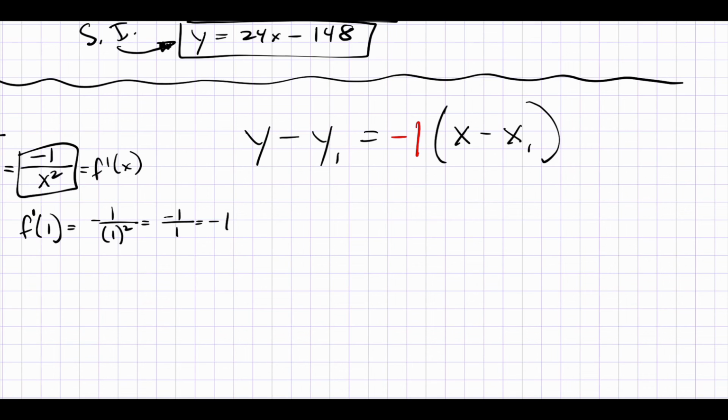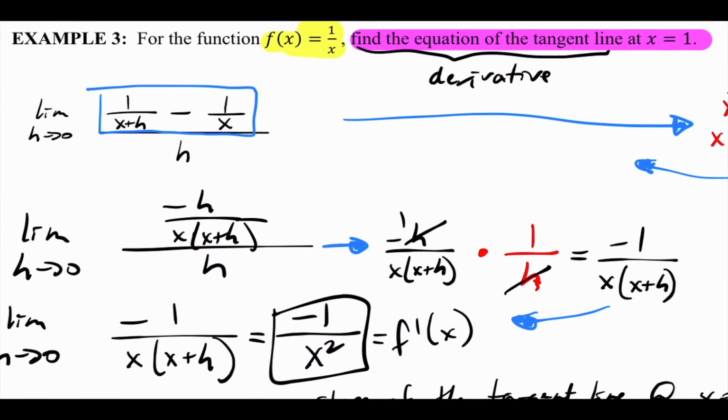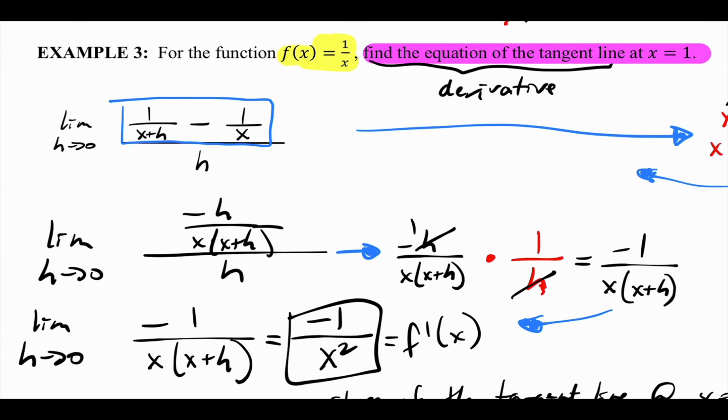I know the x value. What's the number I just plugged in? 1, right? That's the x value. So the last thing I need is this guy right here. Once I have that, I'm done. So I got the x value. How do I find the y value?